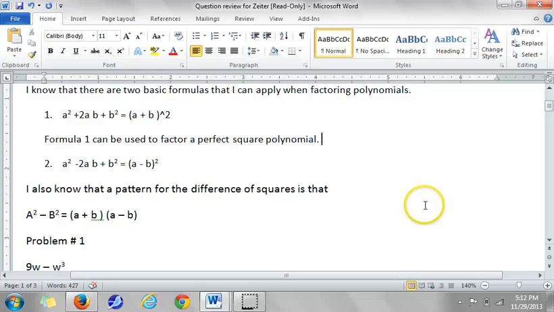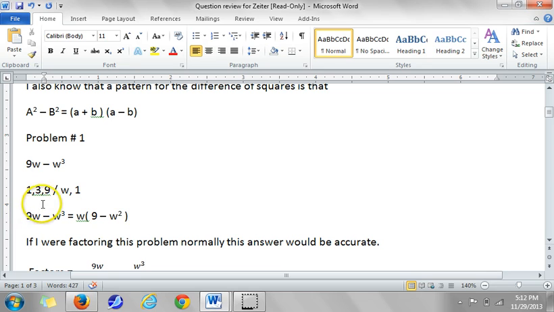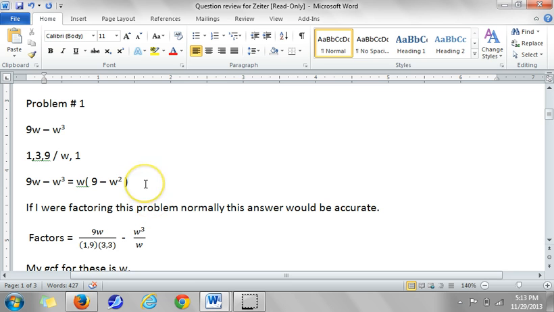And then you also identified the formula for difference of 2 squares, which is good because that pattern pops up all the time. So in your problem 1, I see that you identified the factors for your first term and the factors for your second term. And so you were correct in factoring out a w, and that would leave you with 9 minus w squared. And then after that you wrote, if I were factoring this problem normally, this answer would be accurate.